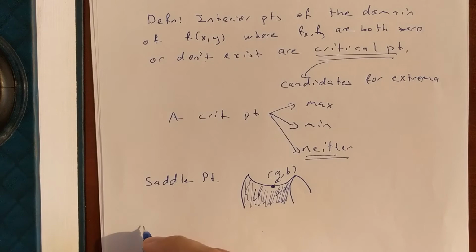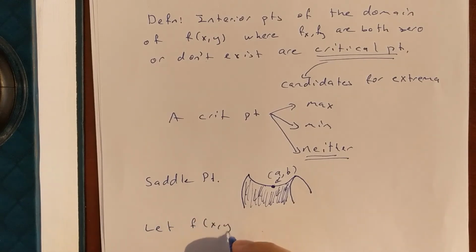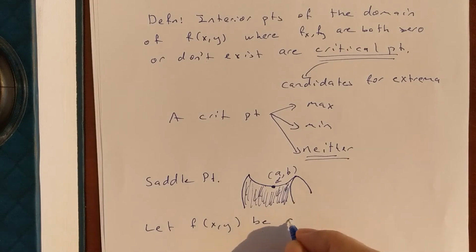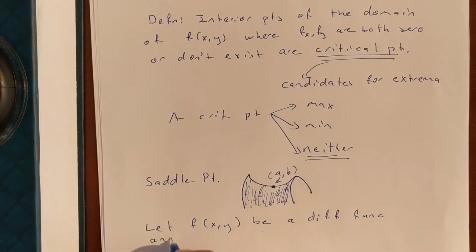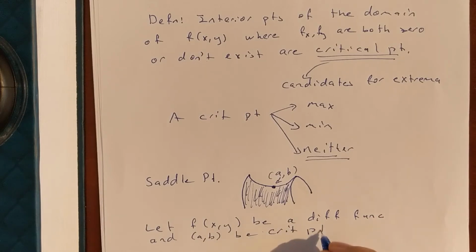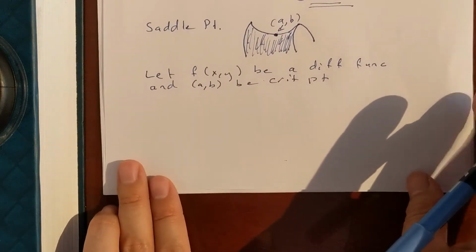That's a saddle point. So let f of x,y be a differentiable function, and let's say (a,b) is a critical point. Okay, so let me push this up. I don't want to go out of bounds. Let's keep the saddle in the picture.